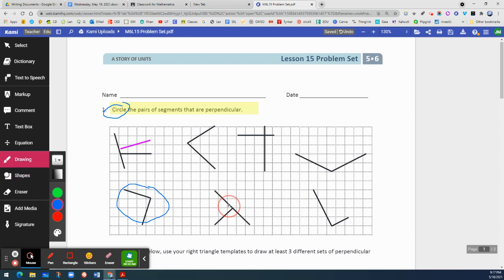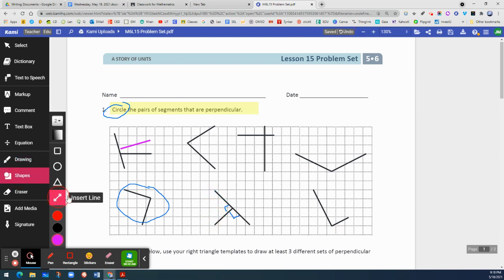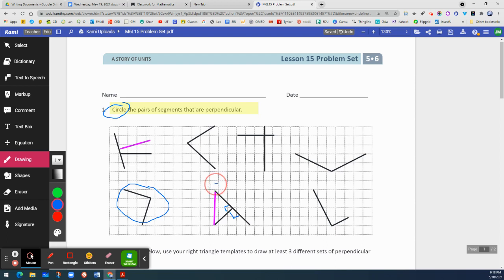And another thing, if you think about this, it has angles right here. If you can create a 90-degree angle, that means it is a perpendicular line. Another thing you can do is connect these two, and that will make a triangle. Let me use my line. So this will be a line that will make a right triangle. So you will know that that's a perpendicular line. So we are going to circle these perpendicular segments that are connecting.